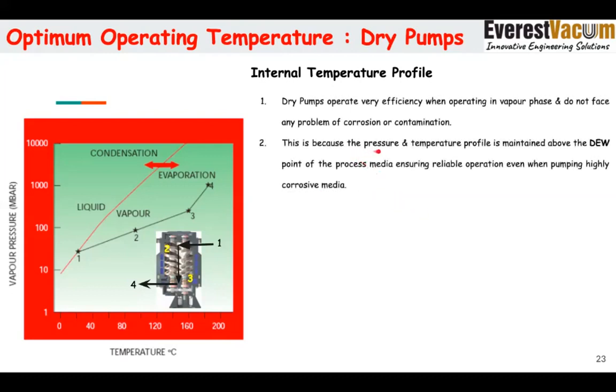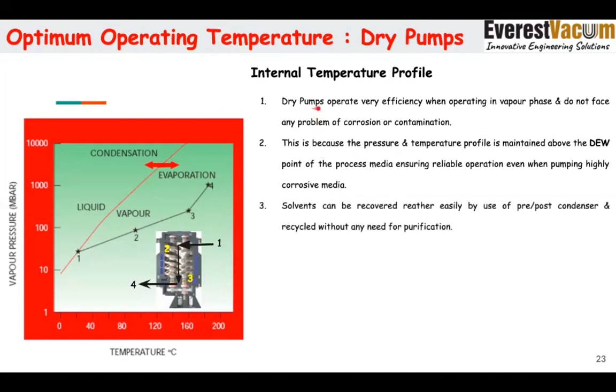Here, the most important point is, so I'll go from point number one. Dry pumps operate very efficiently when operating in vapor phase and do not face any problem of corrosion or contamination. This is because pressure and temperature profile are maintained above the dew point of the process media, ensuring reliable operation even when pumping highly corrosive mediums.